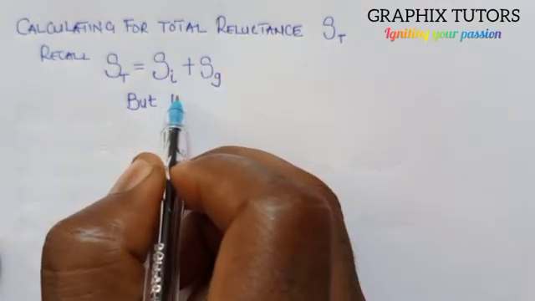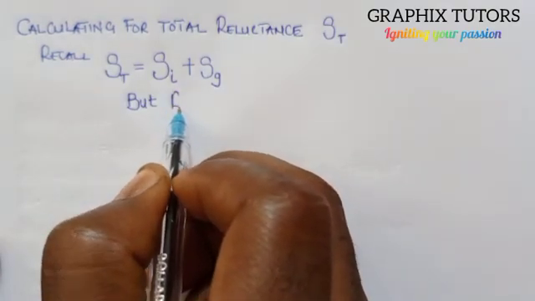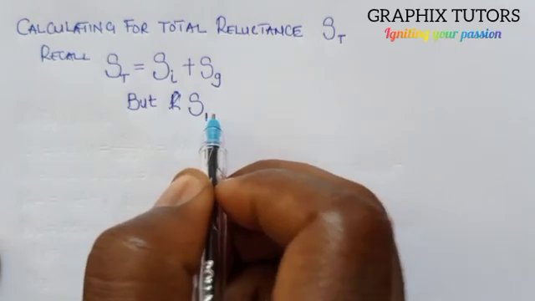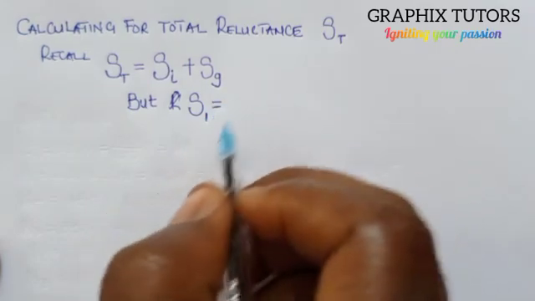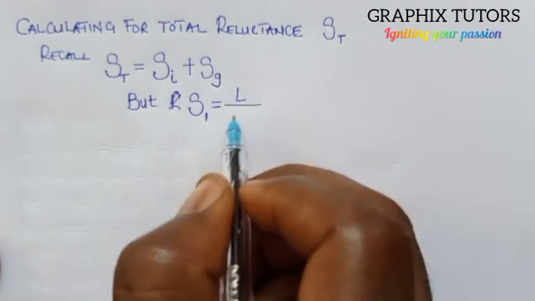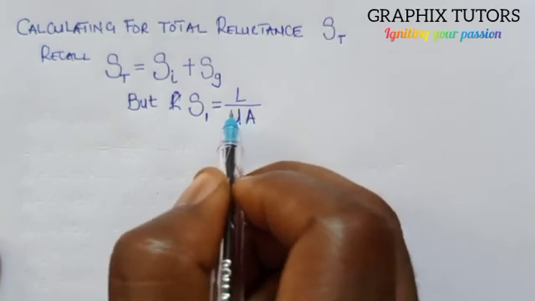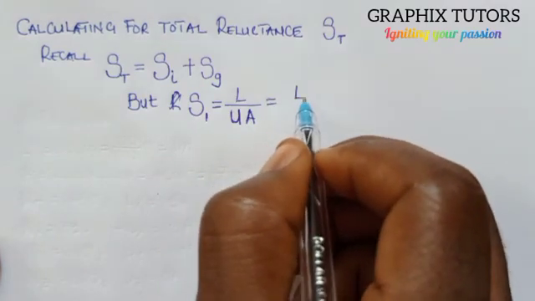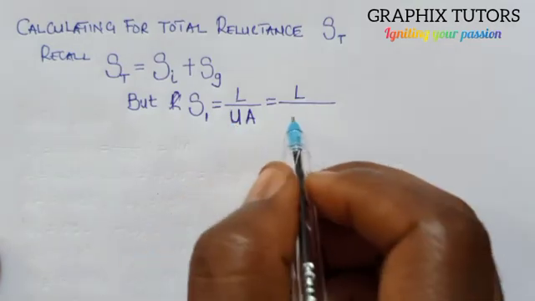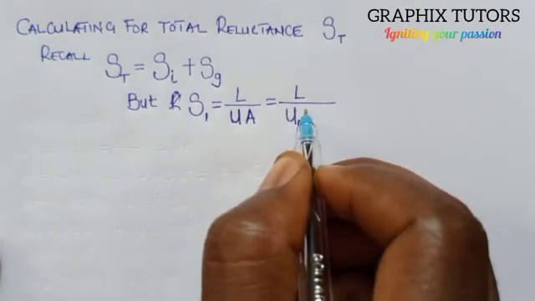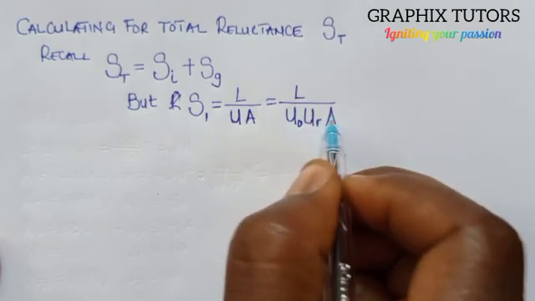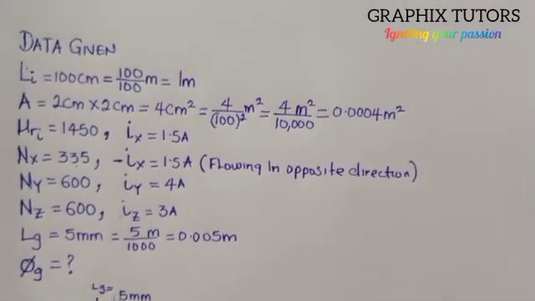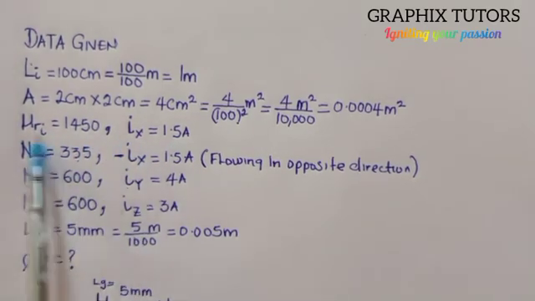Now from here, for both reluctances, let's put it as S total, but the reluctance S is equal to the length over what? The permeability times the area. You see that? Which can also be given as the length all over the absolute permeability multiplied by the relative permeability and the area. Because in our question here, we notice that we have what is called the relative here, so we need to use the other one. Is that okay? So let's start.